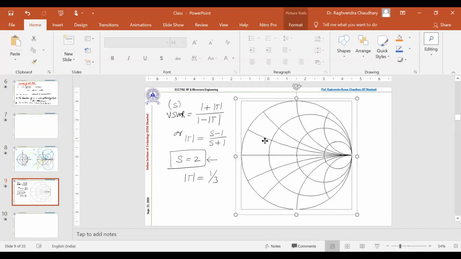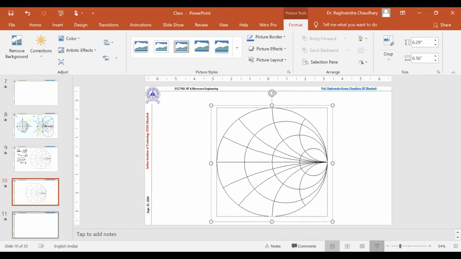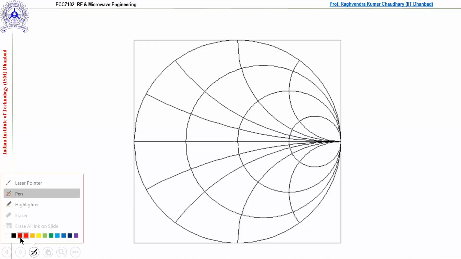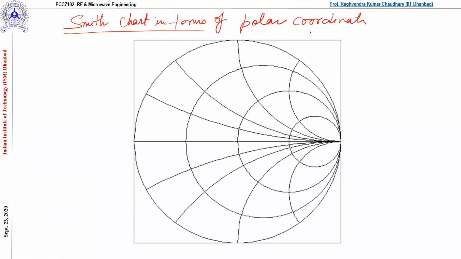I'm copying this once again. What I'm going to do is the Smith chart in terms of polar coordinates. How will we do this? Let us define some points over here. This point is the open circuit, so gamma OC is equal to 1. And this point is gamma SC equal to minus 1.